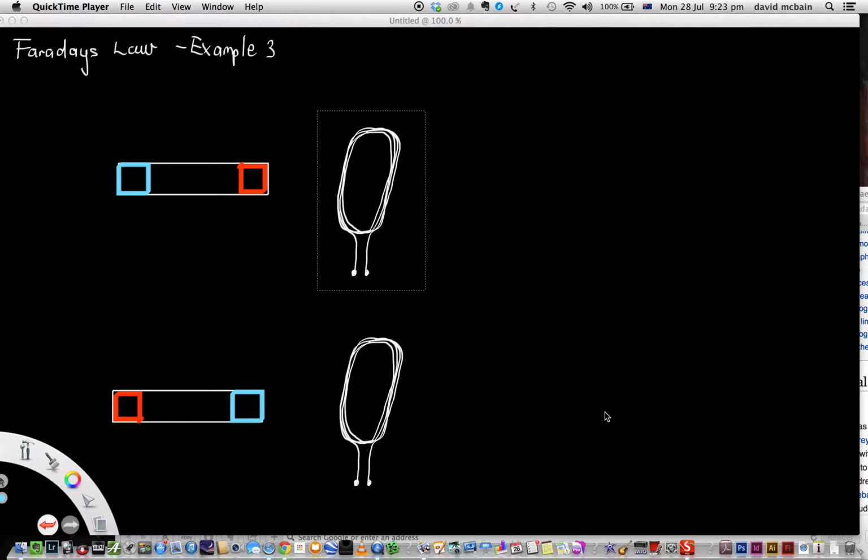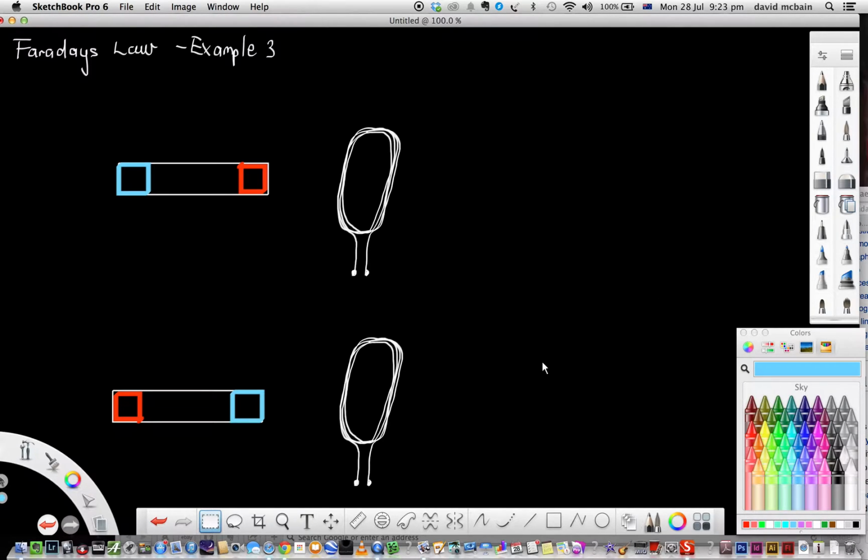Okay, here's our third example of Faraday's law, and this one's a little bit different. In this situation, we've got a magnet and a coil. This is the north pole of the magnet, and that's the south, and this is our coil of wire. Now, this is scene one, or the initial state. Down here, this is the final state.